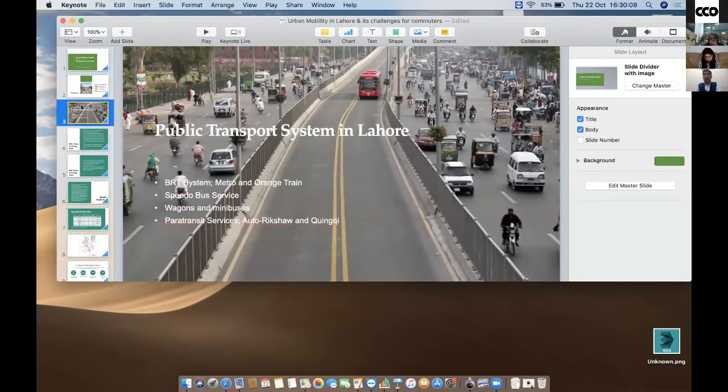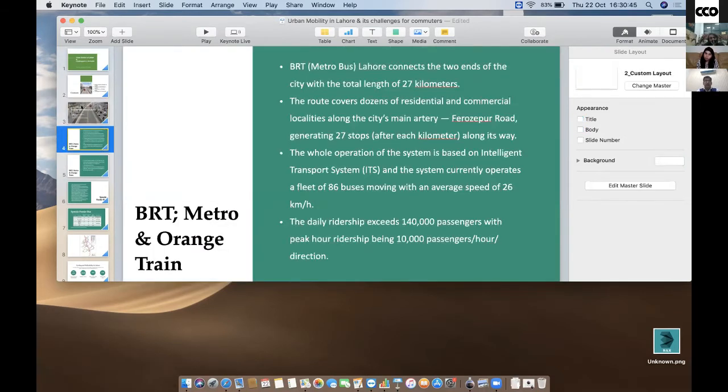BRT Lahore connects the two ends of the city, running from north to south with a total length of 27 kilometers. The route covers dozens of residential and commercial localities along the city's main artery, that I mentioned, Firozpur Road, generating 27 stops along its way. The whole operation of the system is based on an intelligent transport system, and the system currently operates a fleet of 86 buses moving with an average speed of 86 km/h.